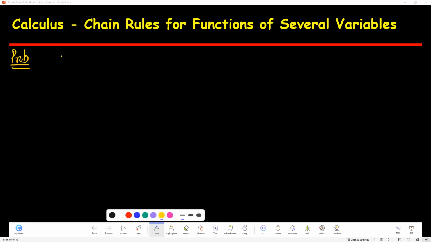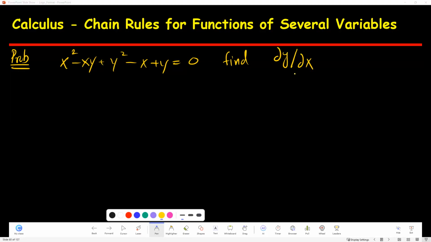Let's take a look at another problem. Here the function is given as x squared minus xy plus y squared minus x plus y equals 0. And all I need to do here is find dy over dx. Since I have only two variables, maybe I can write it like this, dy over dx. Okay, let's solve it.